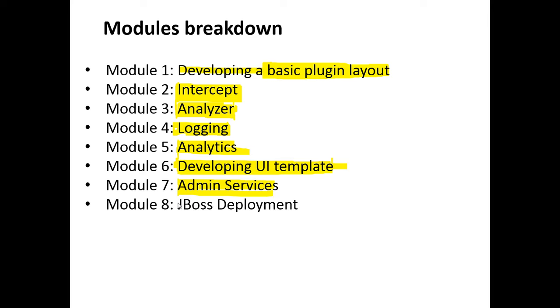In module number 8, we are going to install our entire admin portal in the JBoss application server. Until here we would have used Tomcat, but once the entire admin portal has been developed, we will move that entire code into JBoss. So these are the 8 modules we have in our project.